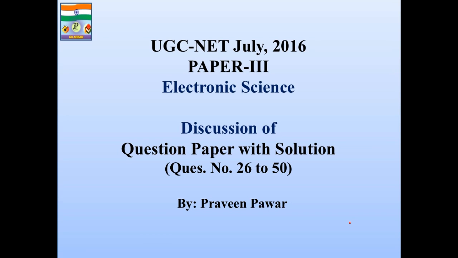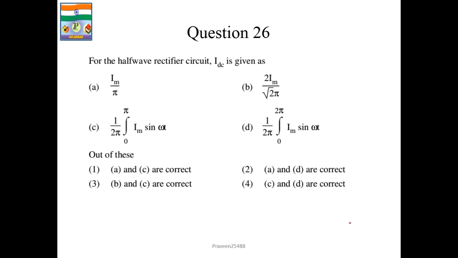In this video, we will discuss the question paper of UGC-NET July 2016. This is paper 3 of electronic science. Here we'll see from question number 26 to 50. So here is question number 26.